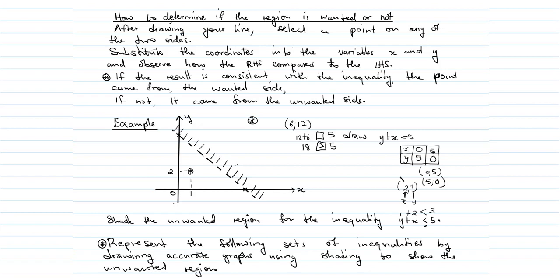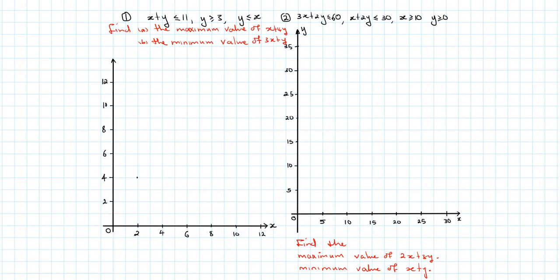It says, represent the following set of inequalities by drawing accurate graphs, using shading to show the unwanted region. So basically now we've illustrated how we do it, right? So let's go to actual questions now. Are we ready? Good. Right, so here we are. Our first question. We'll illustrate on the board first, then we'll go to the questions.